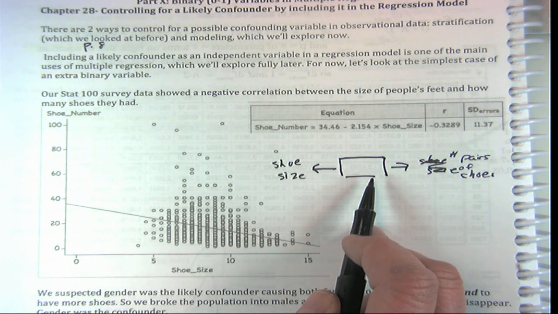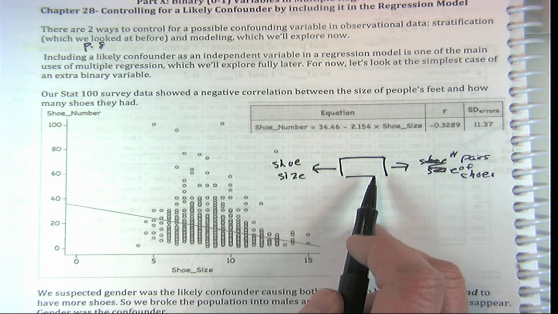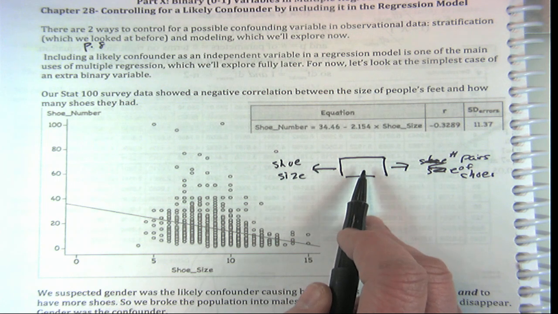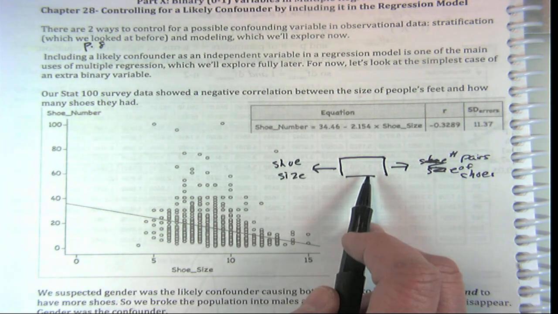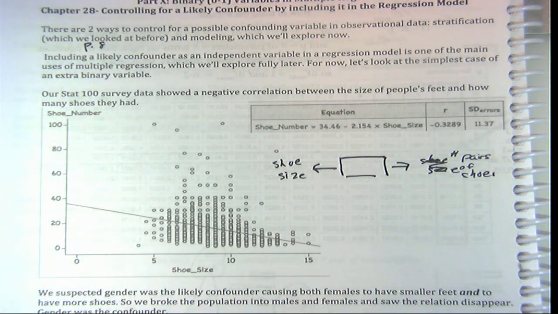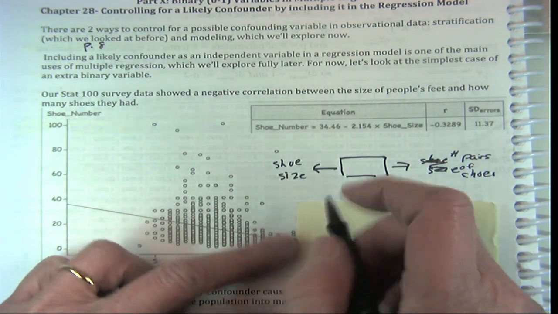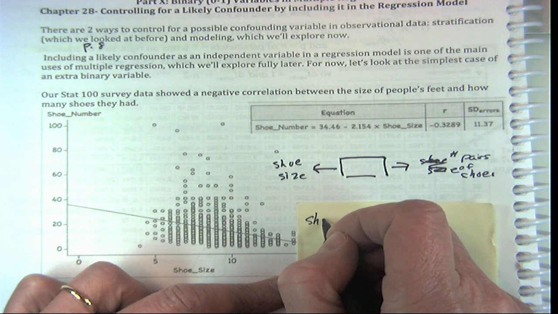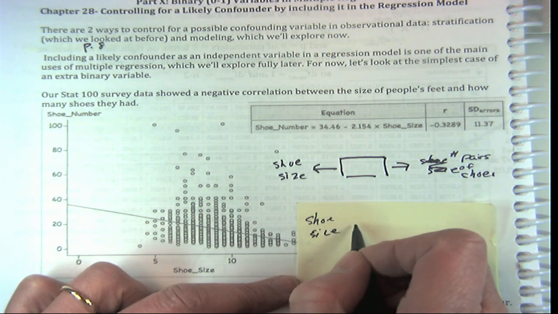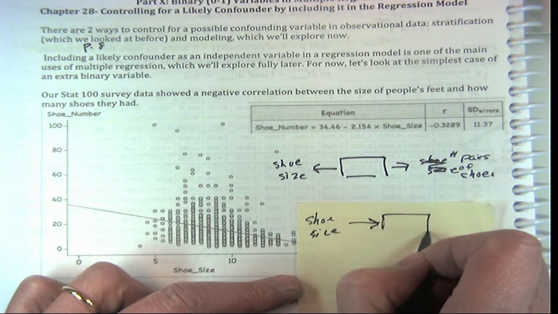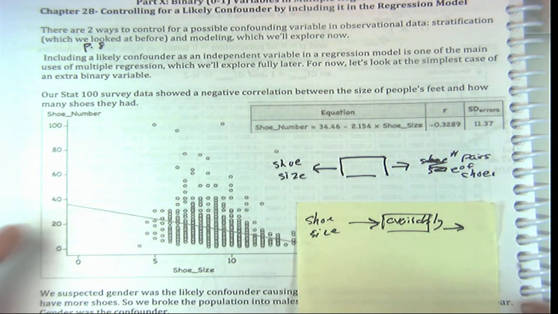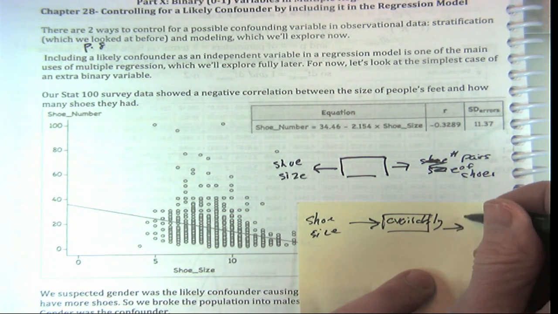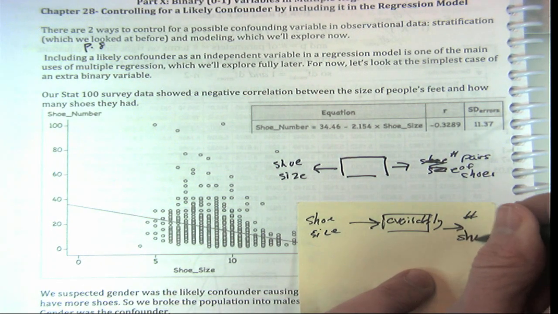Yeah, that could be the confounder, but would they be causing you to have a bigger foot? That would be a causal link. What he said was that if you have a big foot, depending on your shoe size, that changes the availability, which changes how many pairs of shoes you own. That makes total sense as a causal link.